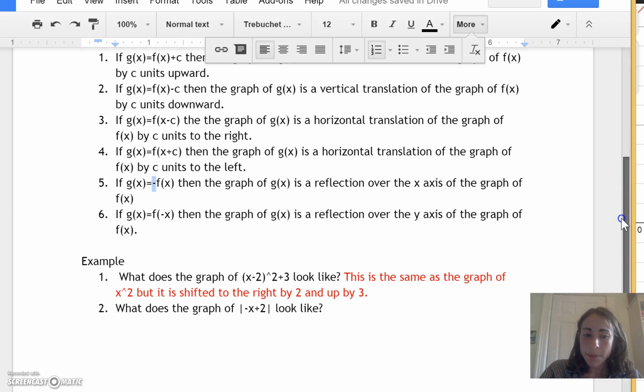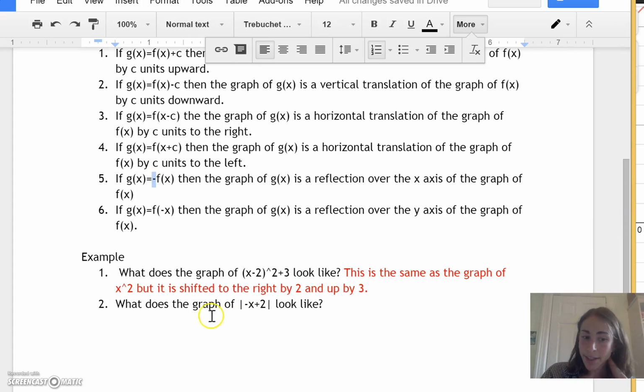Let's do one example to make sure that everything has clicked. We want to know, what does the graph of the absolute value of negative x plus 2 look like? So it looks like two transformations have happened here. The parent function is the absolute value of x. But we've switched x to negative x, and we've also added 2 inside of the absolute value.